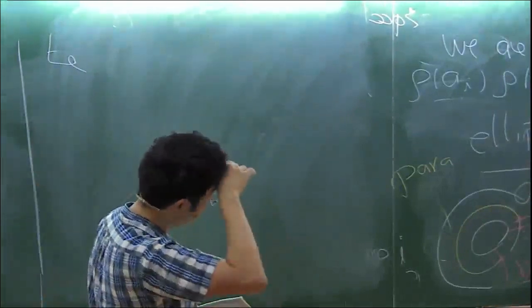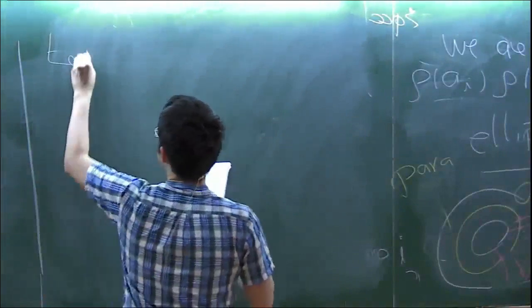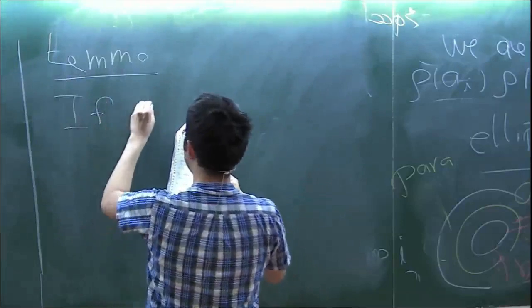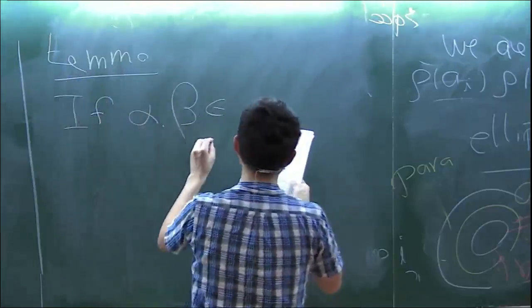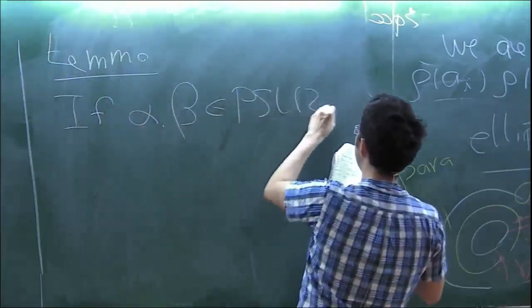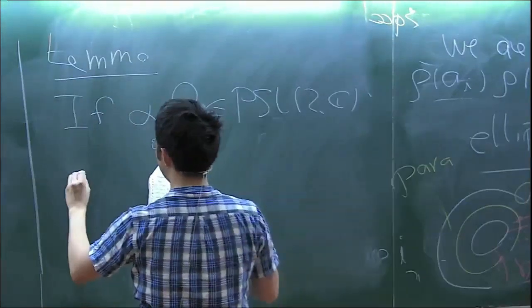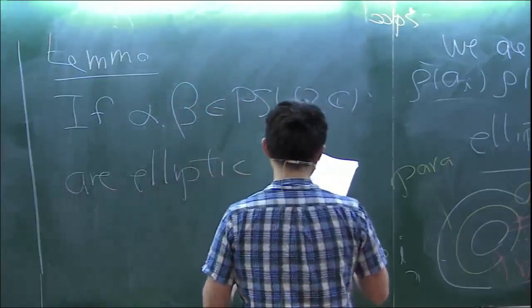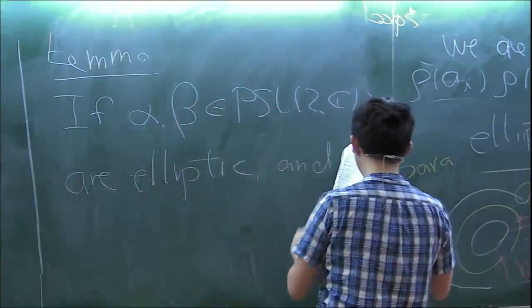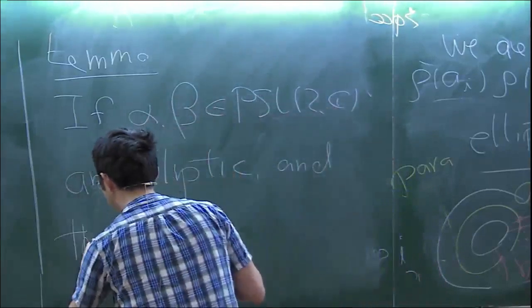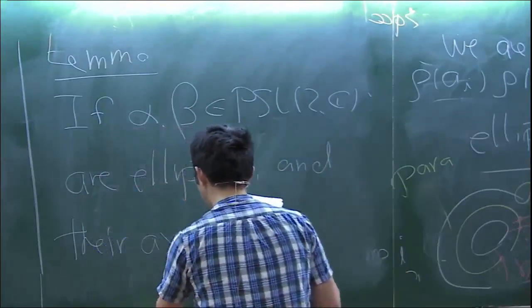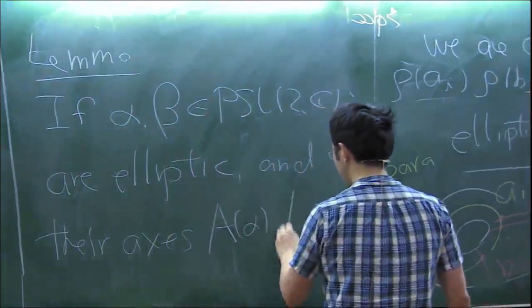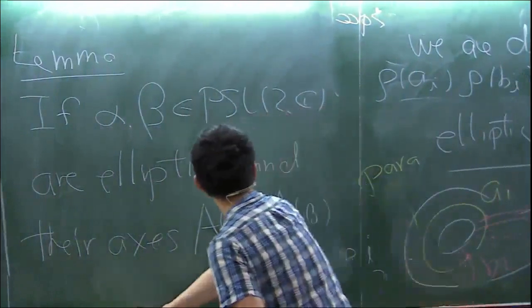Kind of a lemma. If we have two elliptic elements, and the axes, let me call them A of alpha and A of beta for the axes.